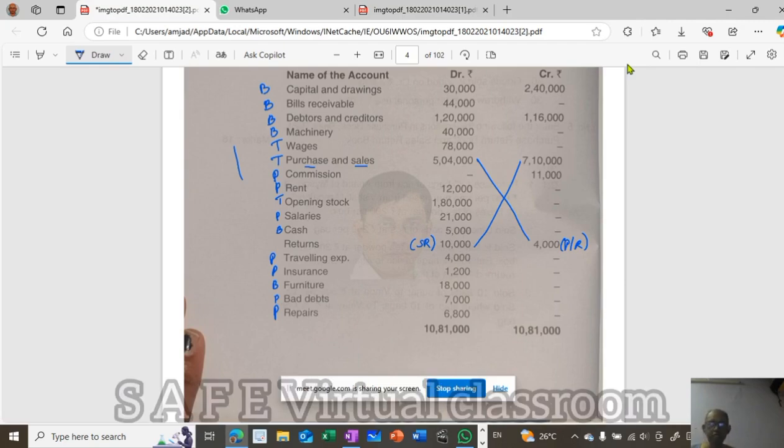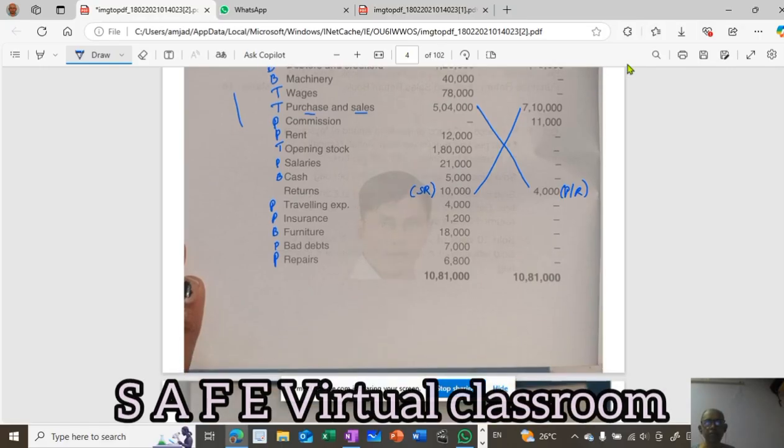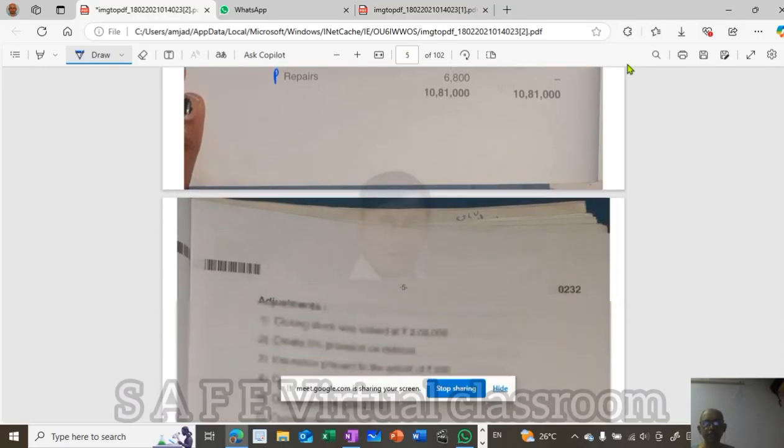Okay, now we can start doing. See, it is tallied. Trial balance is tallied, no? Okay, now we can start doing the problem. So, before that, we'll see if there are any adjustments.